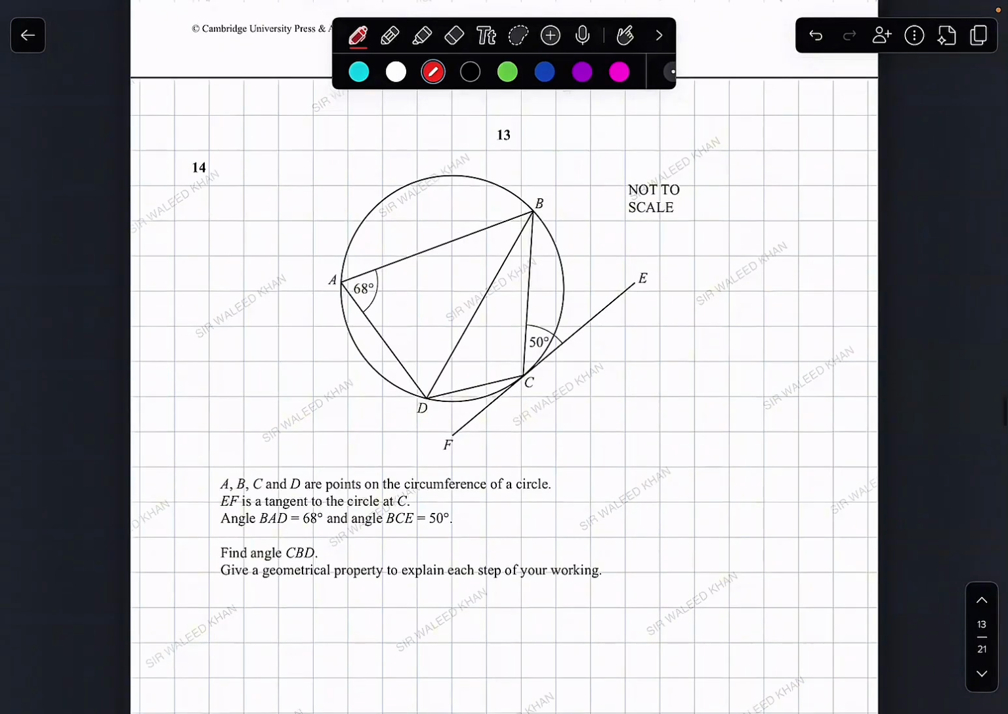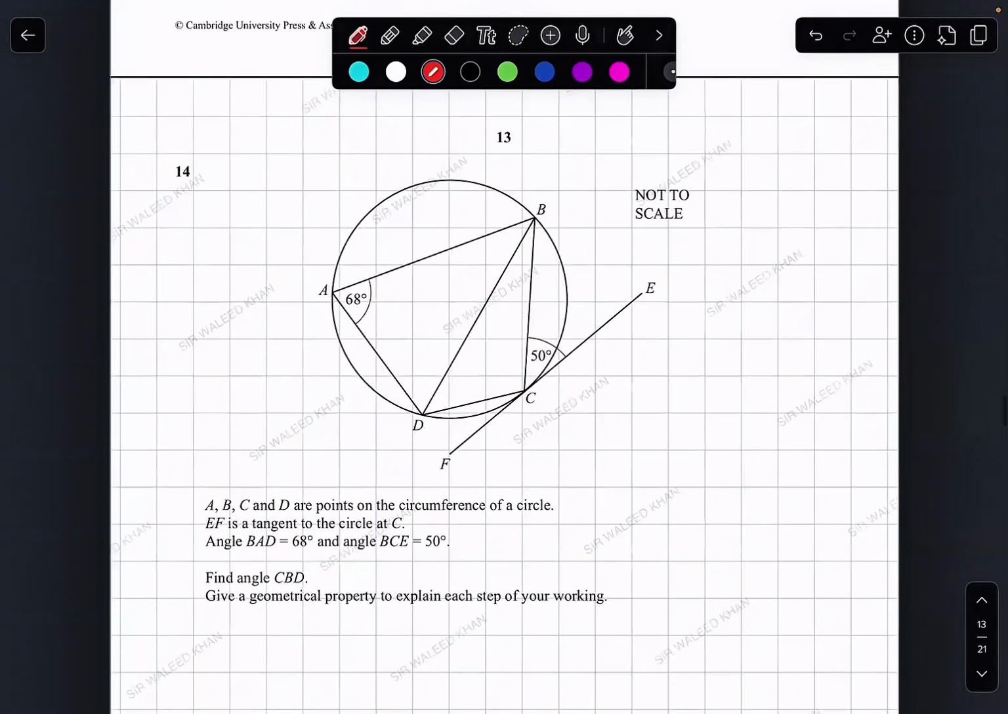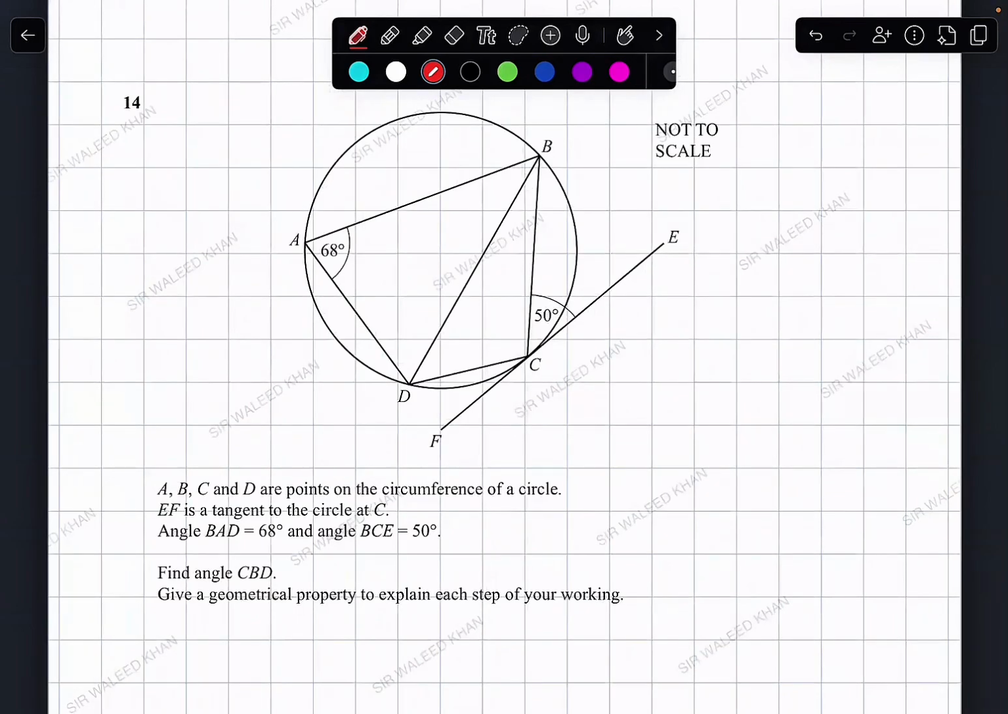Okay, question number 14. We have to speed up a bit. ABCD are points on the circumference of a circle. EF is a tangent to the circle at C.